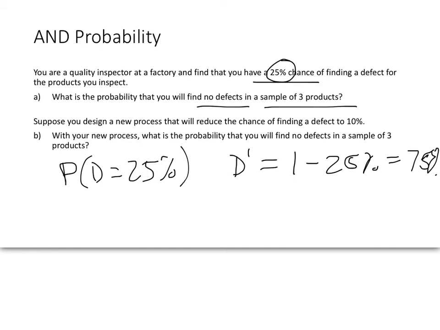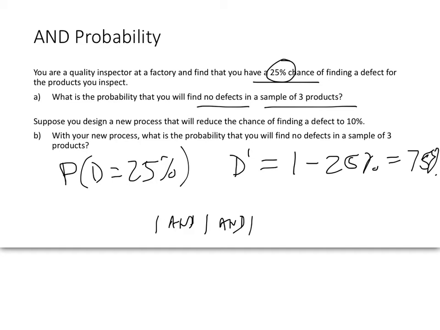So this is going to be an "and" probability. You're wandering the factory floor, you pick up one item, and then you pick up another one, and then you pick up a third. So this is going to be a multiplication, with an "and" probability. We're asking what's the probability that each of these, the first and second and the third one that you pick up, have no defects. So with the "and" probability, we multiply.